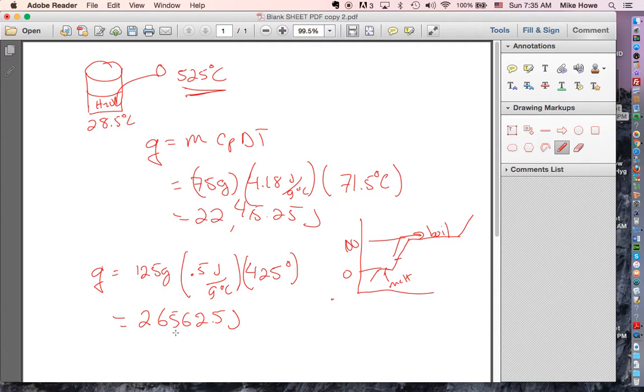So the ball bearing lost this much heat, and this much energy was required to make the water boil. So if I subtract those two numbers, I'm going to take 26,562.5 and subtract 22,415.25. So I get 4,147.25 joules. So that's the difference.